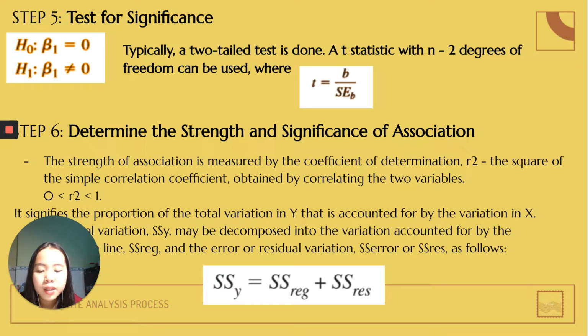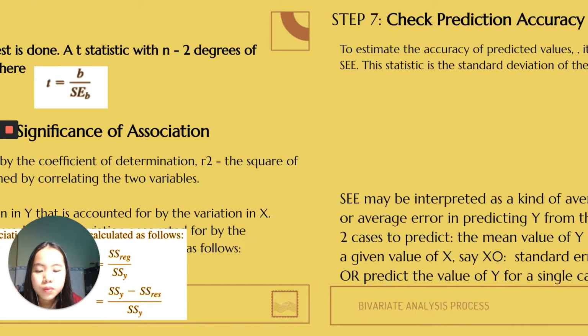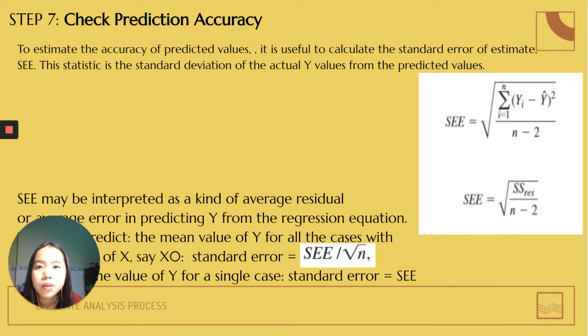SSY, in this case, may be decomposed into the variation accounted for by the regression line and the error or residual variation. So the formula is SSY equals SSREG plus SSRES. And the strength of association may be calculated with the formula below. So finally, we will check the prediction accuracy.